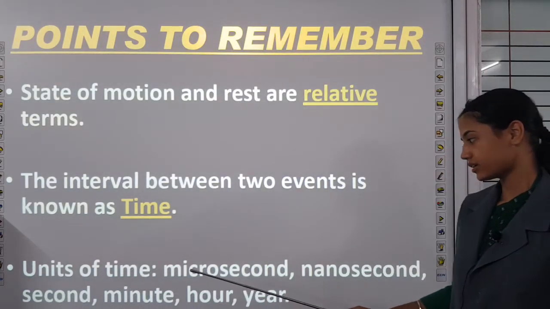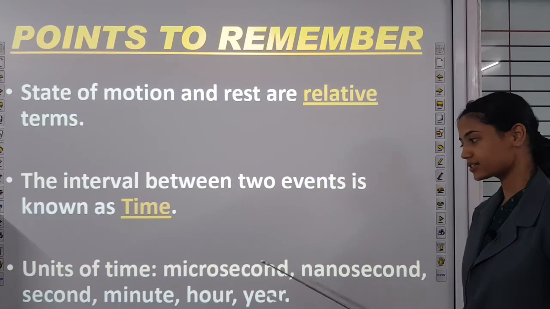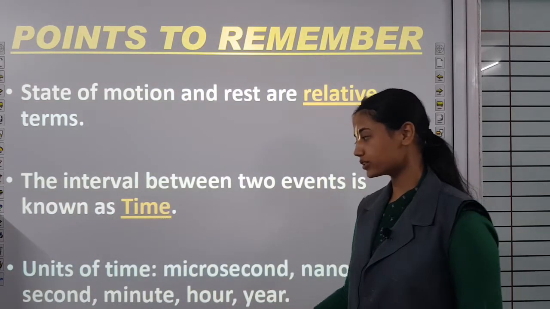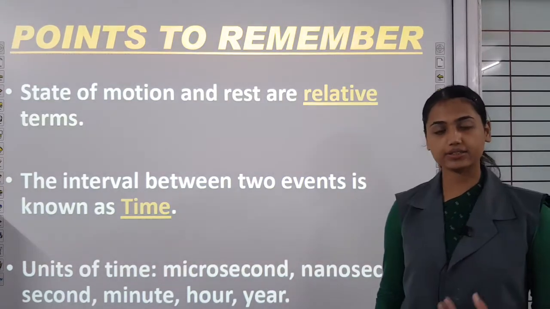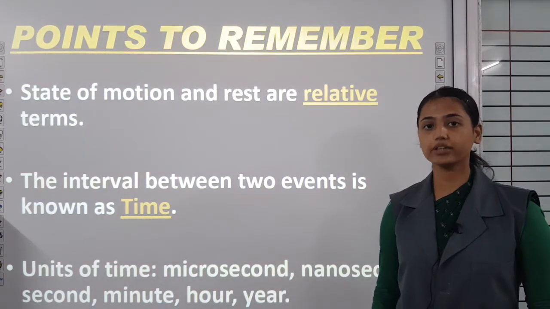Units of time: microsecond, nanosecond, these are small units of time. Then bigger units are second, minute, hour, year, centuries, decades, millenniums, these all are bigger units of time.